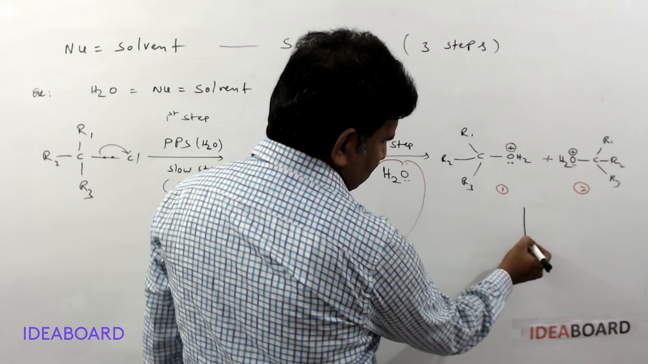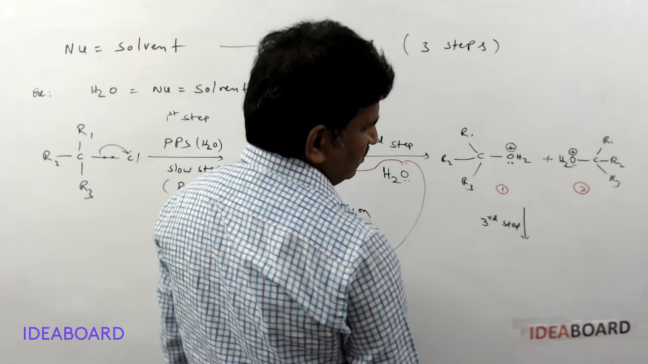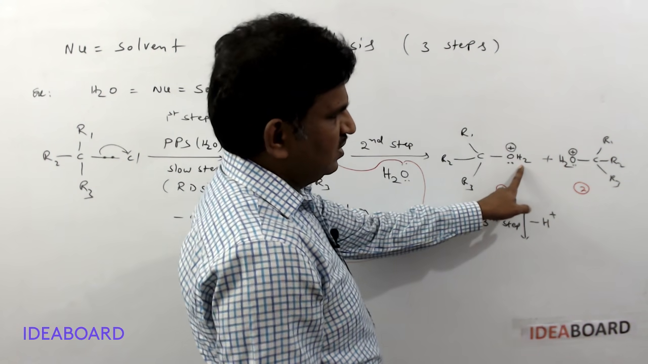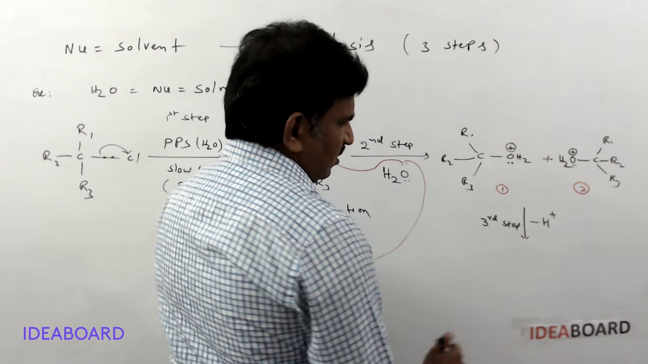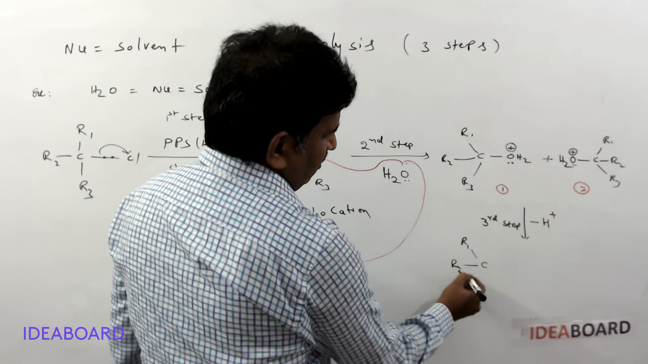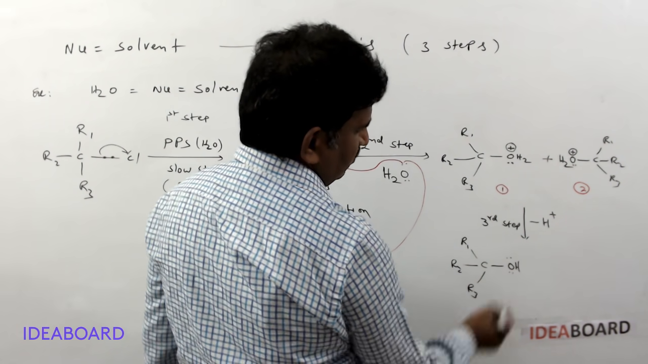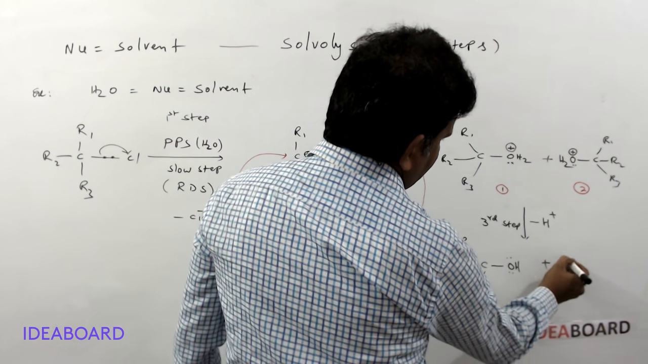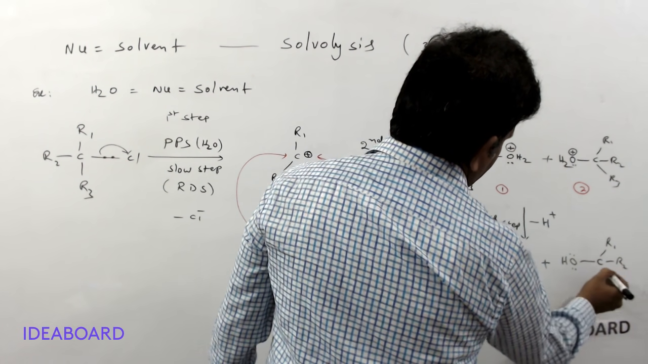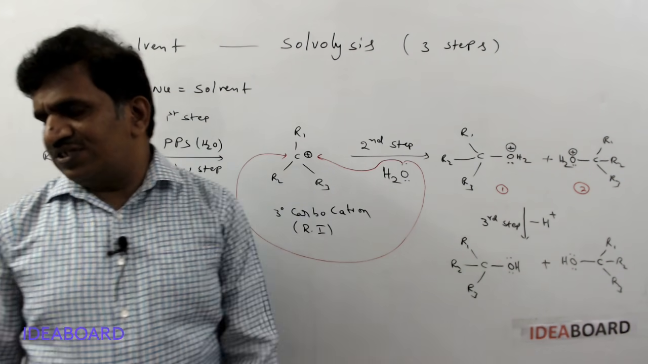And the third step, I am writing the third step. What is the third step? Deprotonation. H plus is released from this or from this. So what is the final product? It gives R1, R2 and R3 with OH, with 2 lone pairs on oxygen. So this is the third step, and that is a deprotonation step.